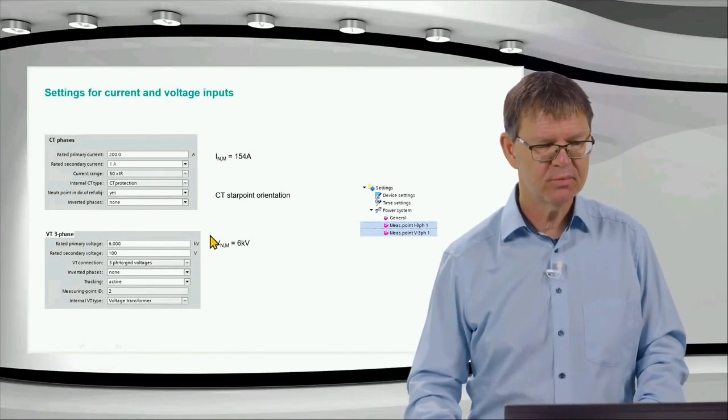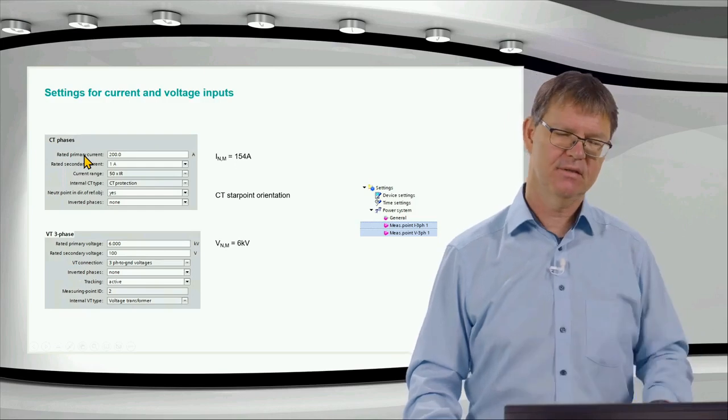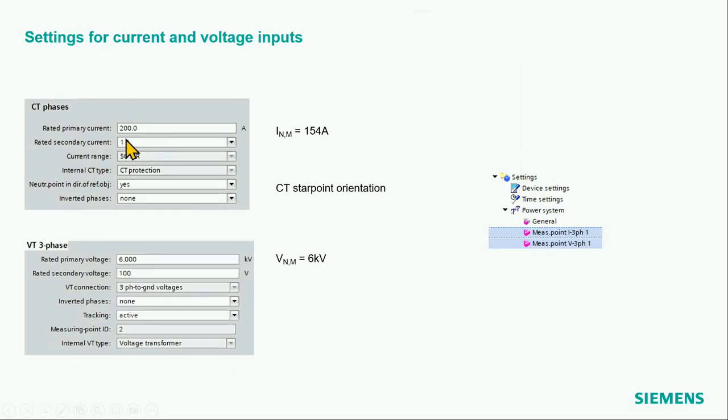Setting for currents and voltage inputs. So we have here the setting CT phases, and here you can select; I took 200 amps as a current transformer because my nominal current is 154 amps. A rule which is often applied is that the current transformer value is slightly higher than the nominal current of the motor. Then I have a little bit more performance when we talk about a short circuit.